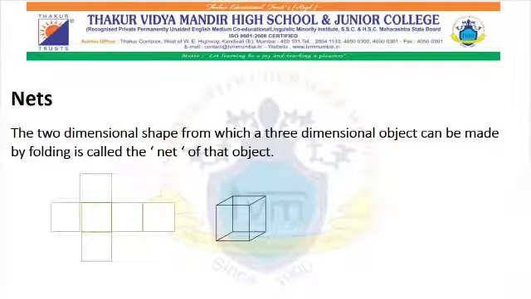Now let us see what is next. The two-dimensional shape from which a three-dimensional object can be made by folding is called the net of that object. Here, I have an example for you. You can see there are six squares. When you fold these squares, you can make a cube from it. So, the open squares are the net of a cube. Similarly, you will have a net of a cuboid, a rectangle, a square; all the shapes can have a net, by folding which you can get a three-dimensional object.